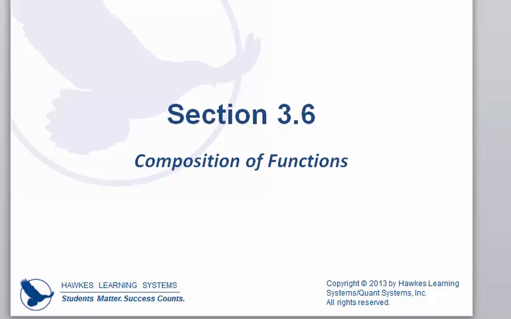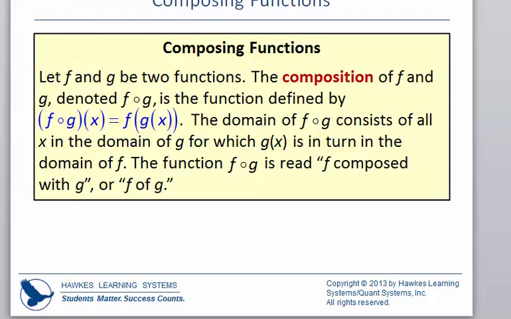We will now continue with section 3.6 and discuss composition of functions. Let f and g be two functions. The composition of f and g, denoted f, open circle g, is the function defined by (f ∘ g)(x) = f(g(x)).